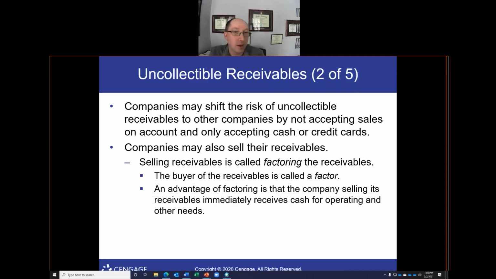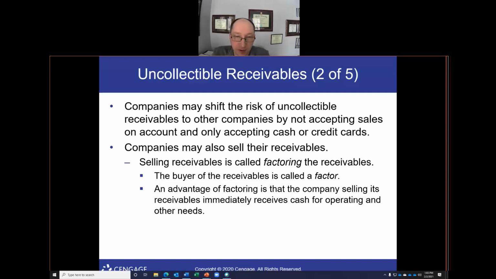Uncollectible receivables. This is the risk that we run when we sell on account, that the customer may not pay us. And so what some companies do is they only accept cash or credit. They don't do accounts receivable because of that risk. The risk isn't that huge. It's usually about 3% on average of your customers that won't pay you. That can be huge if your company's huge.